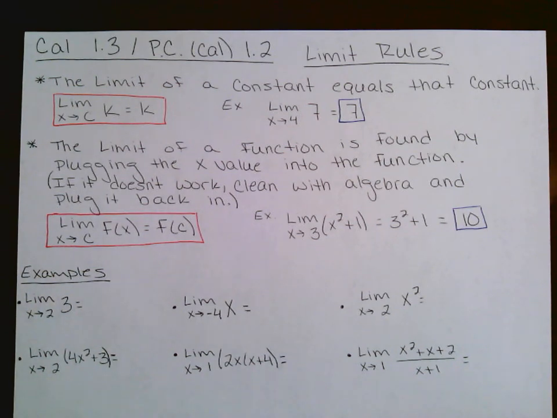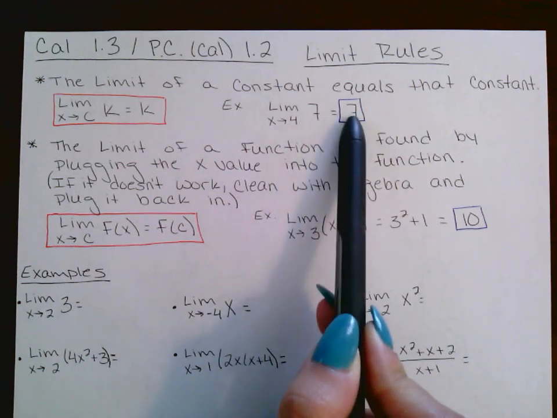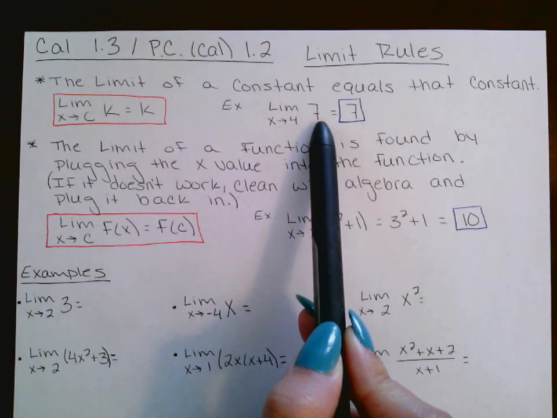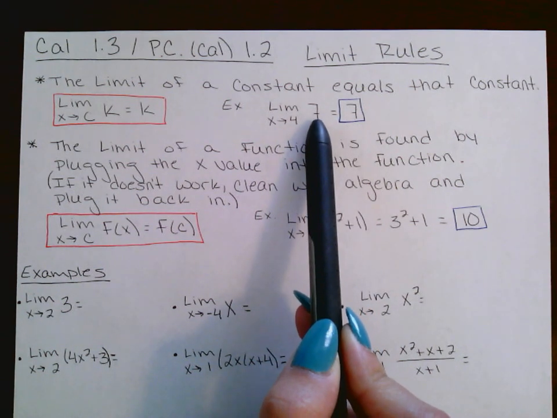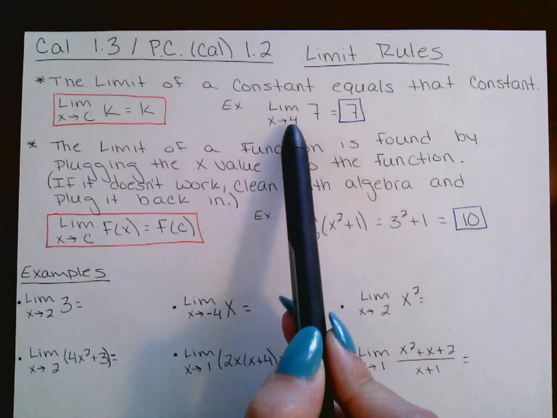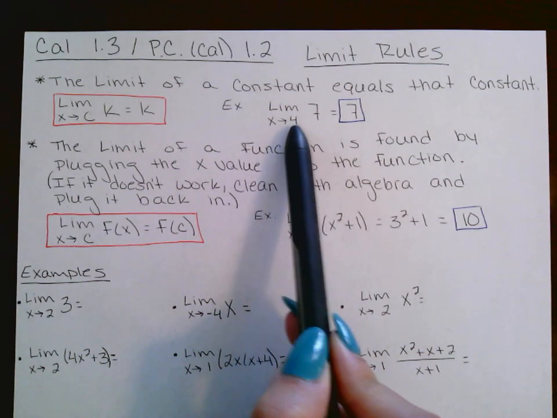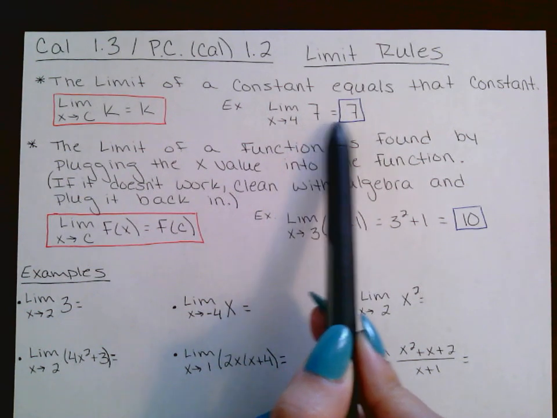Okay? So the first one is that the limit of a constant is always going to just equal that constant. So if I tell you the limit as x approaches 4 of 7, the answer is just going to be that constant. And hopefully that makes sense to you because the function 7 is just a horizontal line at 7. And no matter what x value I look at, the y value will always just be 7.